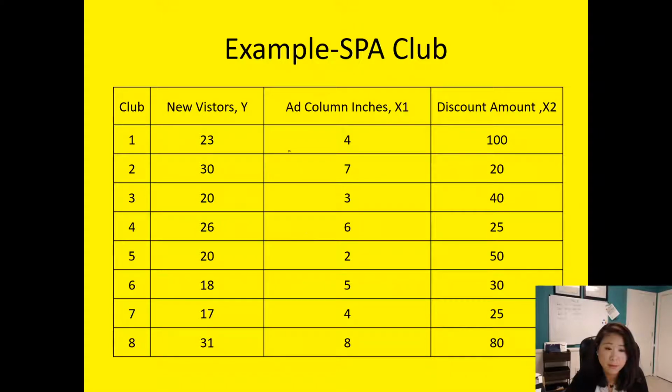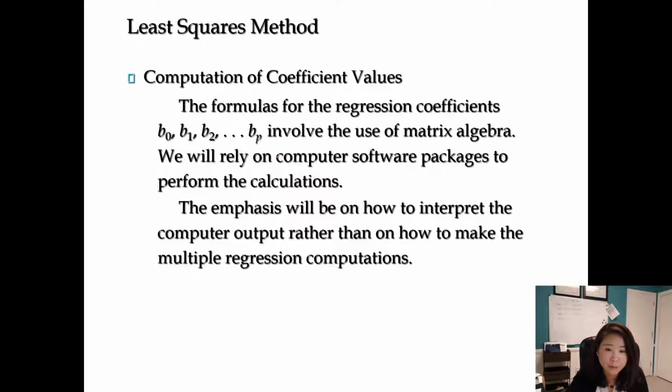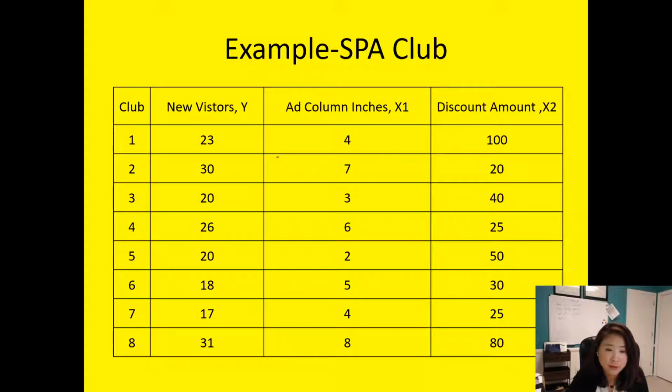After this video, you should watch Computer Skill 5. In Computer Skill 5, you will see how to generate the regression output for this case. But like I said, for this video, we're going to focus on how to read the Excel output. Regarding how to get the regression output, please watch Computer Skill 5.